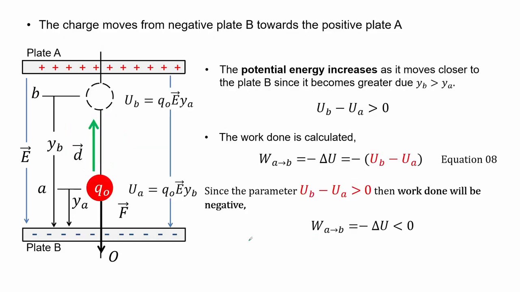Here we have a charge moving in the opposite direction to the electric field, moving from point B to point A, or moving towards the positive plate A. The change in potential energy increases since the difference of height gives a change in potential energy greater than 0, or a positive value. So its work will be negative as it moves opposite the direction of the electric force.